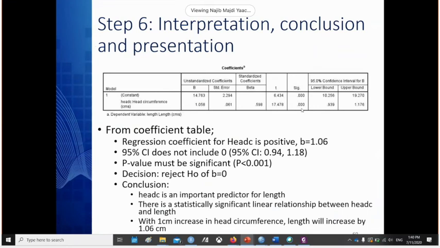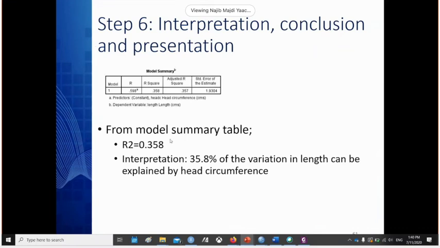So our decision now is to reject the null hypothesis of beta equal to 0. So we conclude that head circumference is an important predictor for length. There is a statistically significant linear relationship between head circumference and length. With a 1 cm increase in head circumference, length will increase by 1.06 cm. Based on R square, you also need to interpret that 35.8% of the variation in length can be explained by head circumference.